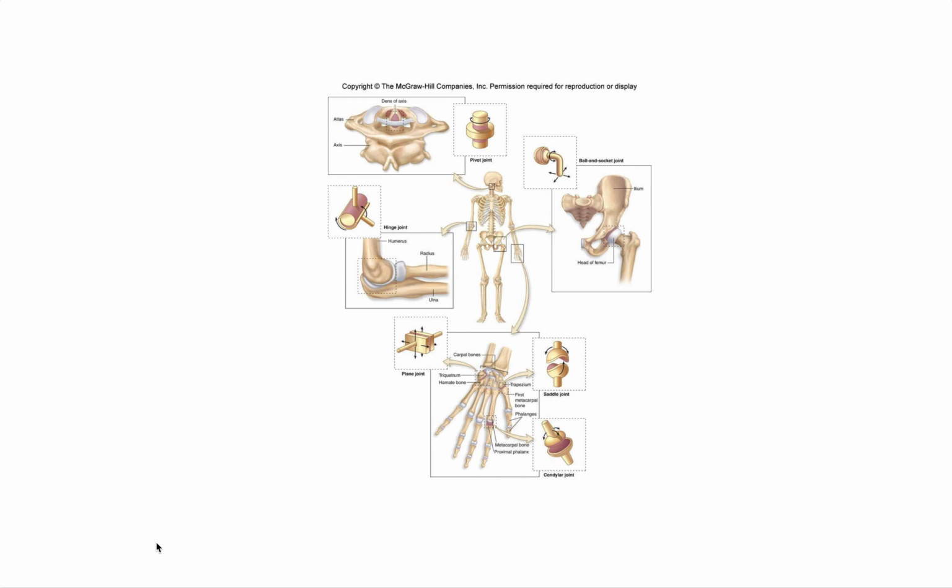In the next slide, we just simply have the classifications of all of the different types of joints. So the first one we're going to look at is going to be the plane joint. So we see the plane joint has a flattened or slightly curved face. The ligaments are usually restricting movements.